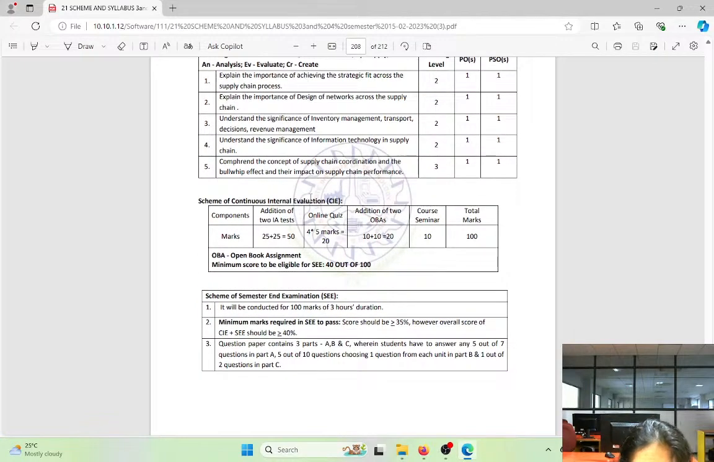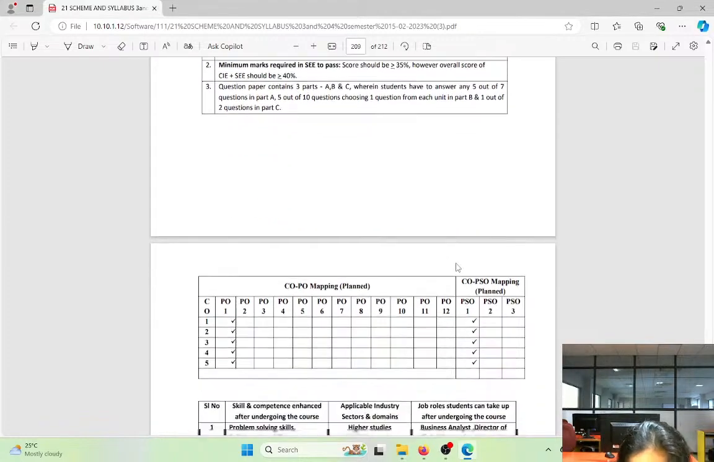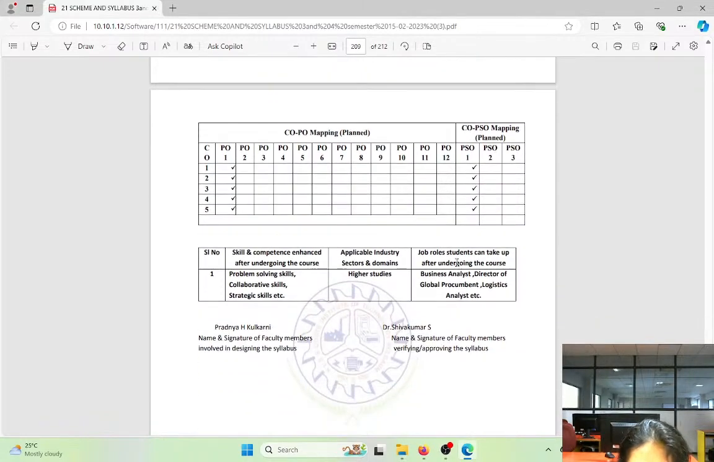Then this is the scheme of your evaluation, that is 25 plus 25 IA. Then you have an online quiz, additional OBA, and then a course seminar. Total will be evaluated for 100 marks. So these are your CO-PO mapping. And the skill and competency enhancement is problem solving skills, then your strategy skills, etc.